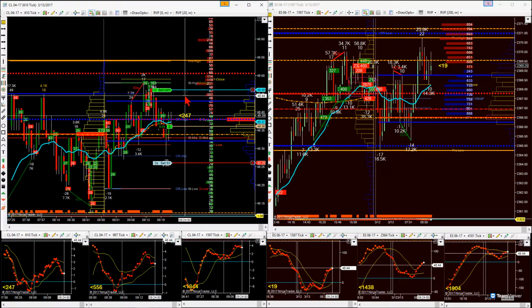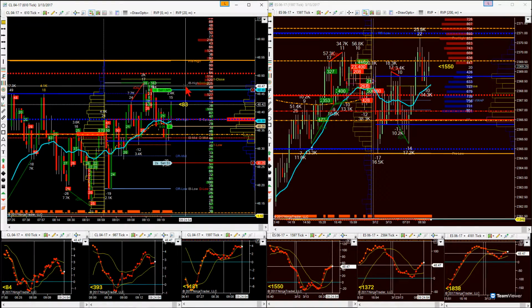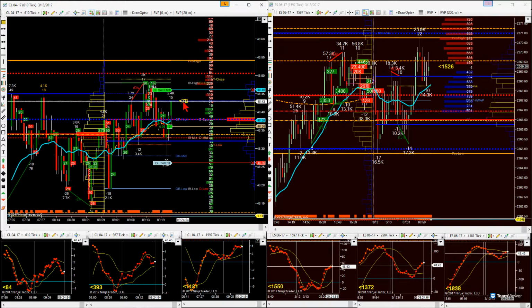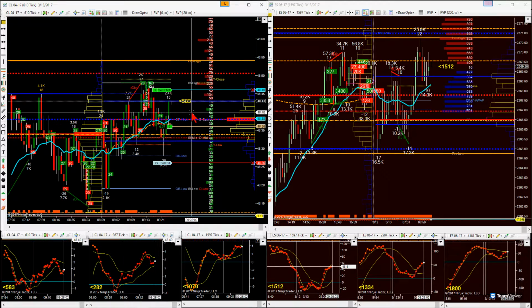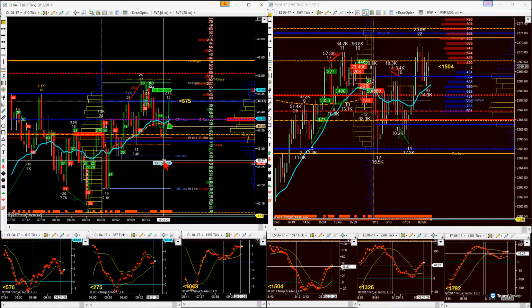So one of my biggest problems now is that we have negative divergence coming up here. So that's why you see my order in here to sell at a 10-tick profit target, because we have this strong negative divergence.